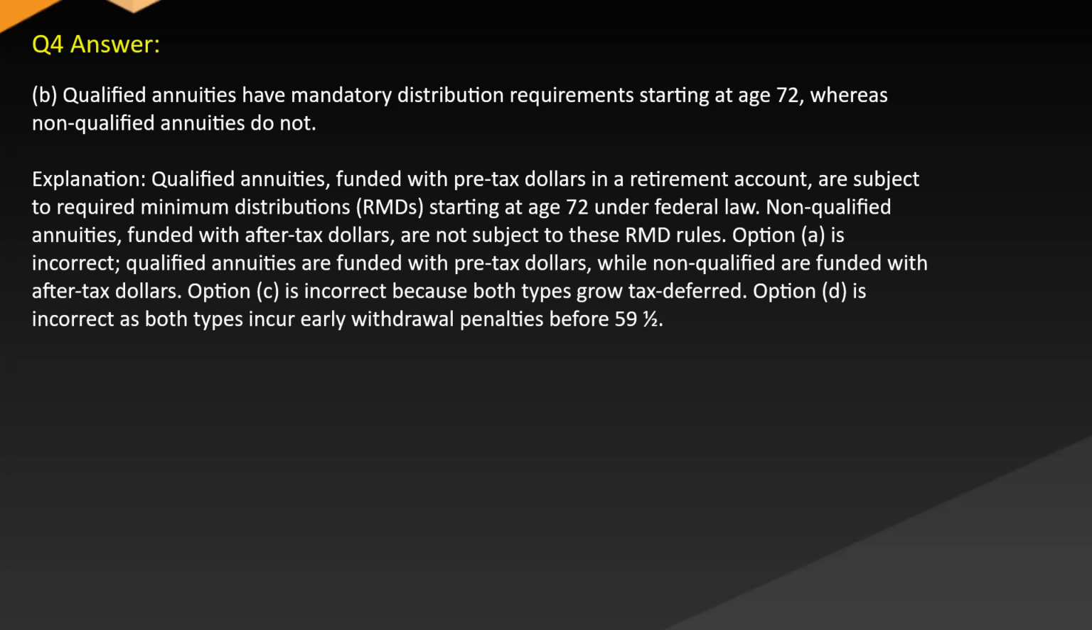Option A is incorrect. Qualified annuities are funded with pre-tax dollars, while non-qualified are funded with after-tax dollars. Option C is incorrect because both types grow tax-deferred. Option D is incorrect as both types incur early withdrawal penalties before 59½.